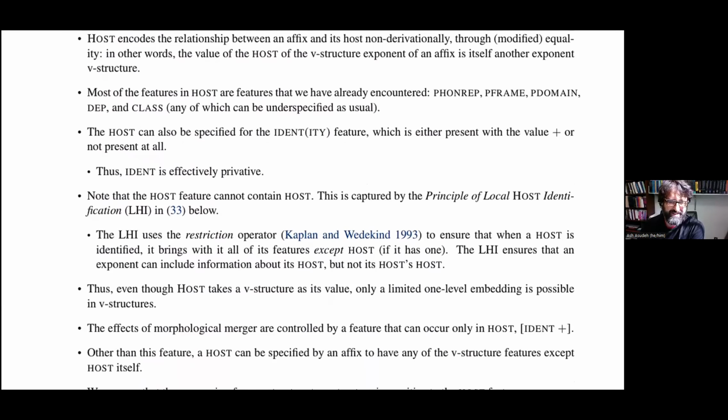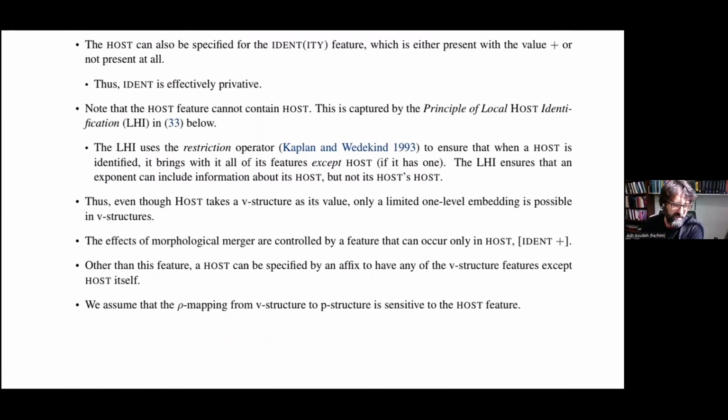Note that the host feature cannot contain host. This is captured by the principle of local host identification in 33 below, which uses the restriction operator to ensure that when a host is identified, it brings with it all of its features except host if it has one. So in other words, the LHI ensures that an exponent can include information about its host, but not about its host's host, never mind its host's host's host, and so on. Okay. So the effects of morphological feature are controlled by this ident plus feature in host. Other than this feature, a host can be specified by an affix to have any of the V structure features except host itself.